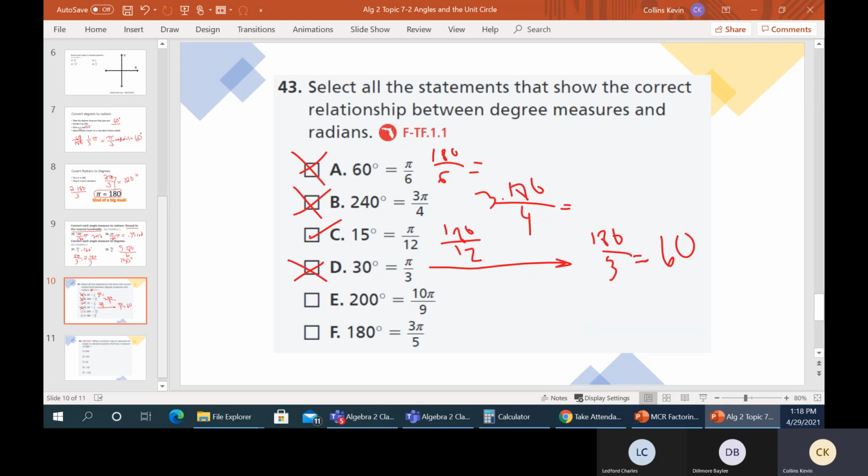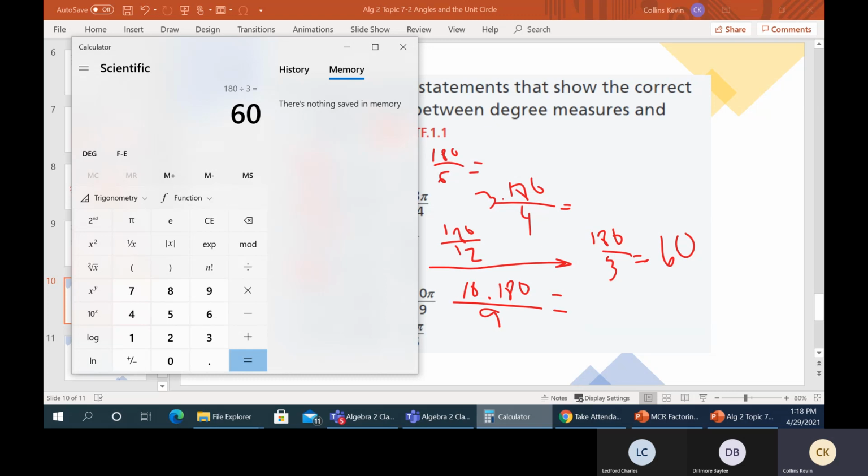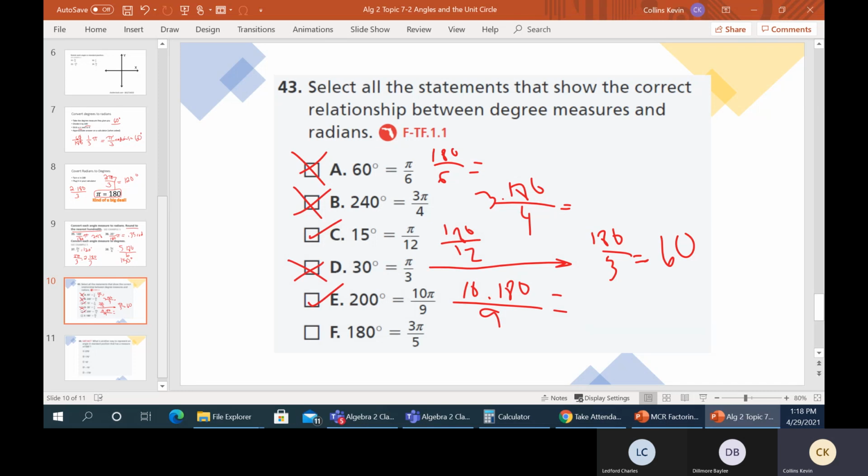All right, next guy. This will be 10 times 180 over 9. All right, so let's go ahead and do that one. So we got 10 times 180 divided by 9. 200. Ding, ding, ding. That guy works. And we know that 180 is not 3 pi over 5 because 180 is pi, right? Don't have to do that one. So there's our guys. So see all we did there was anytime you saw a pi, you turned it into 180 and did your calculation. Easy peasy.